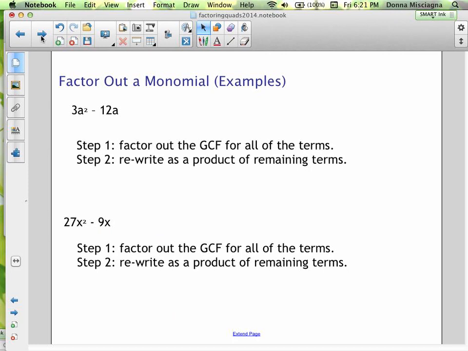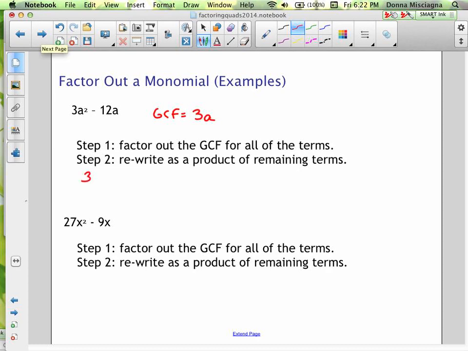So here we have one. We want to factor a common monomial, 3a squared minus 12a. So you have to figure out what the greatest common factor is. Both of those are divisible by 3, and they're also divisible by a. So our greatest common factor is 3a. So we're going to factor 3a out of those two terms.